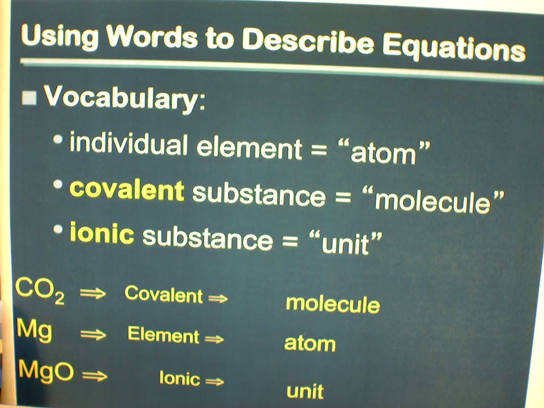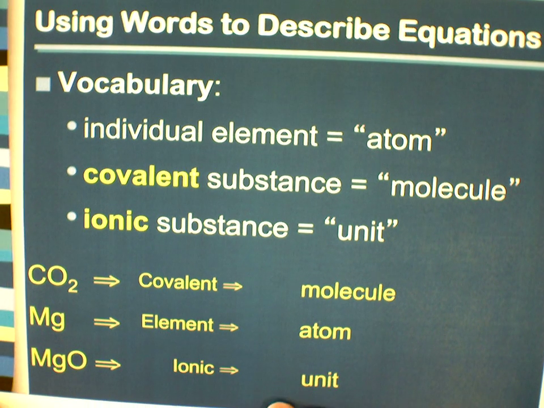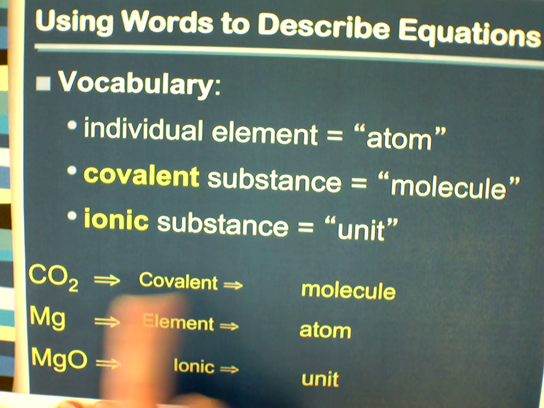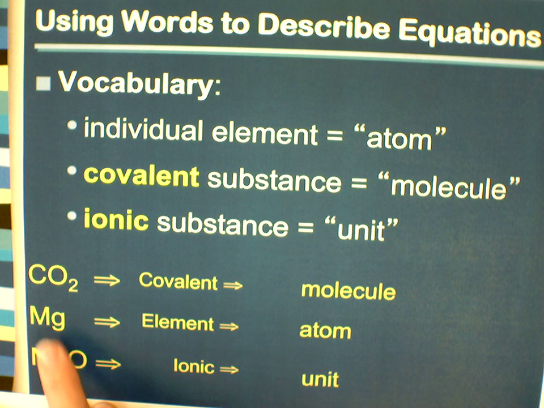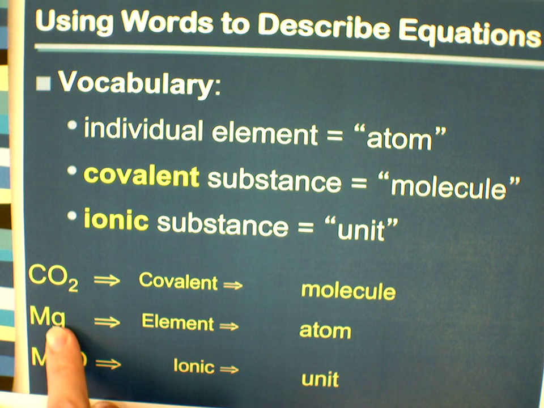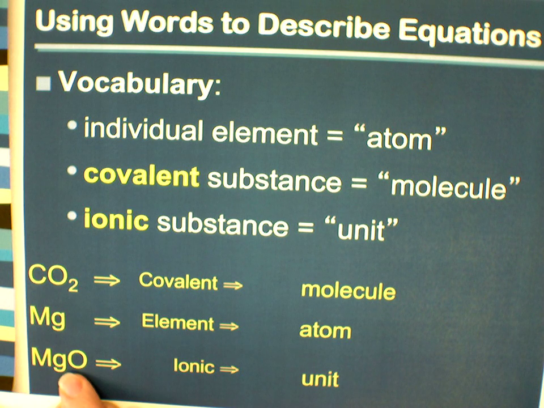So some examples, you probably already saw them. I didn't cover up the answers already. CO2 is covalent. It's 2 nonmetals. So we're going to call it a molecule of carbon dioxide. Mg is just an element, so it's an atom of magnesium. MgO is ionic because it's a metal and a nonmetal, so we have a unit of magnesium oxide.